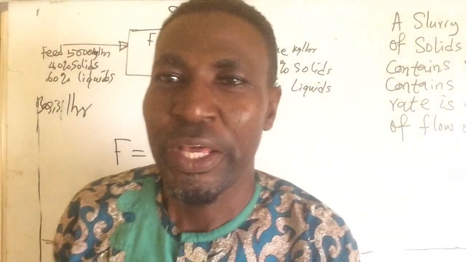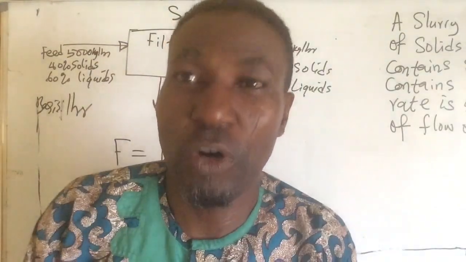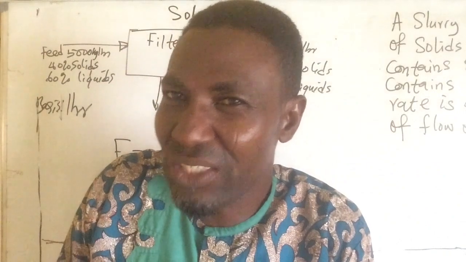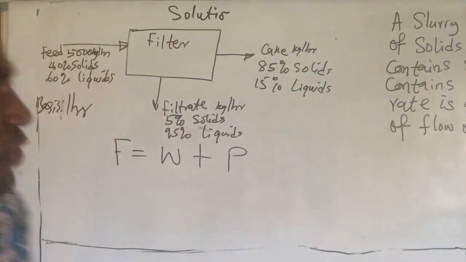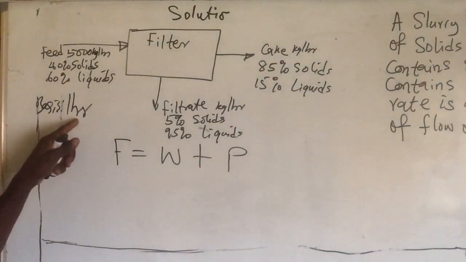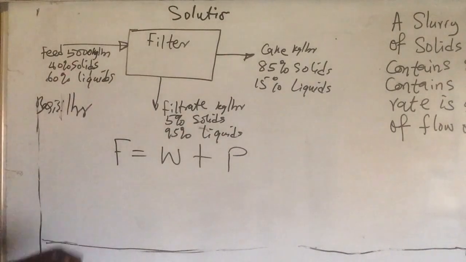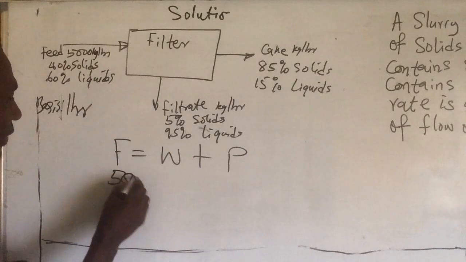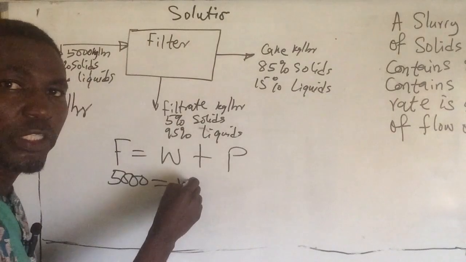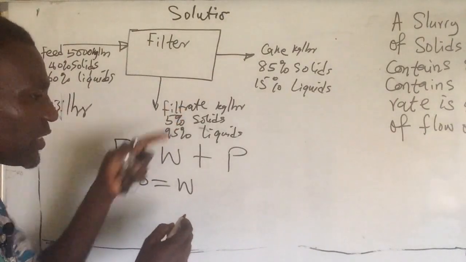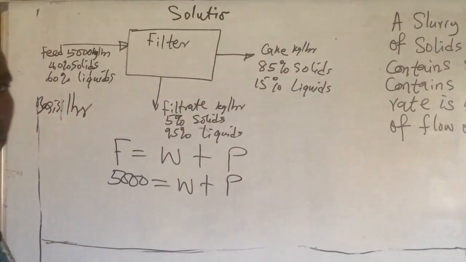Why is it 1 hour? It's because every 1 hour we pour 5,000 kilograms of the slurry. So the basis of this production is every 1 hour you pour 5,000. So our basis is 1 hour. Now from the calculation, our feed is 5,000. Remember, we know our feed, 5,000, equals W plus P. W represents the filtrate rate, and we don't know the amount of cake, which is P.